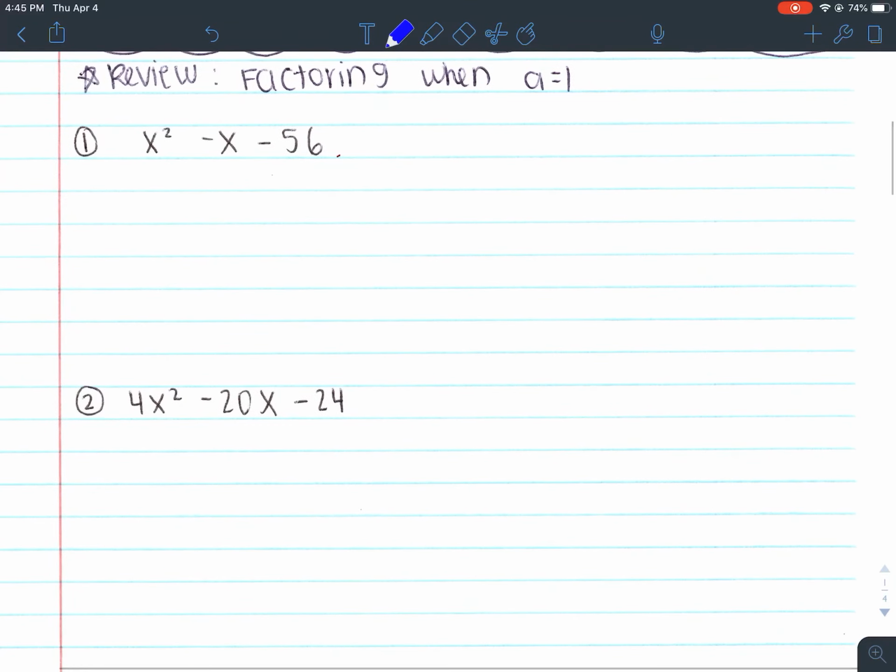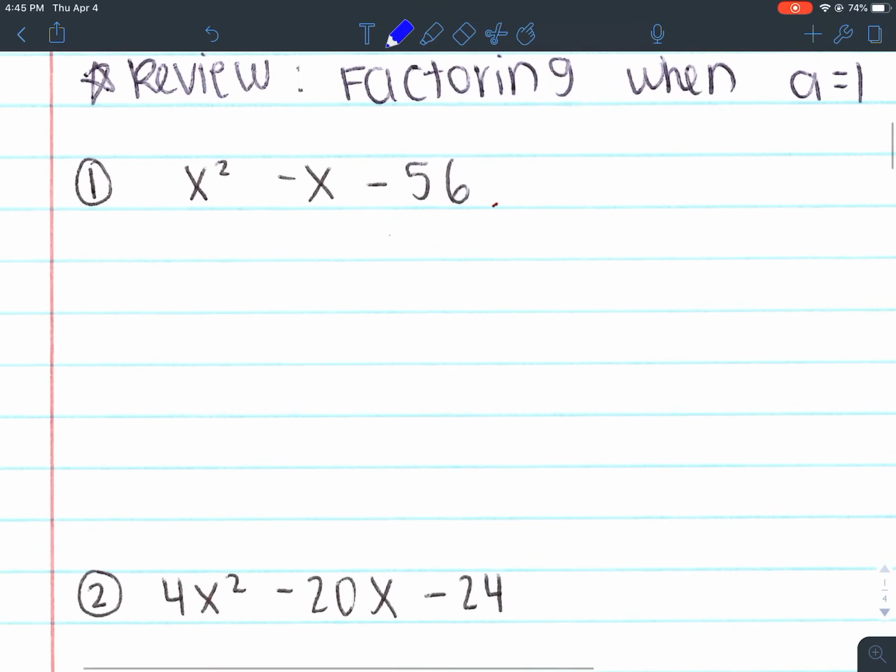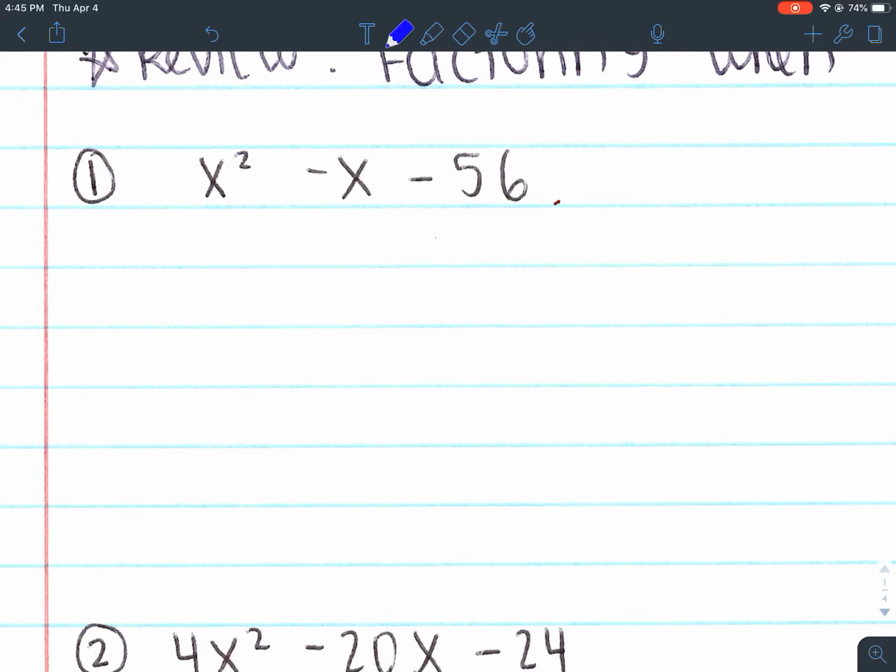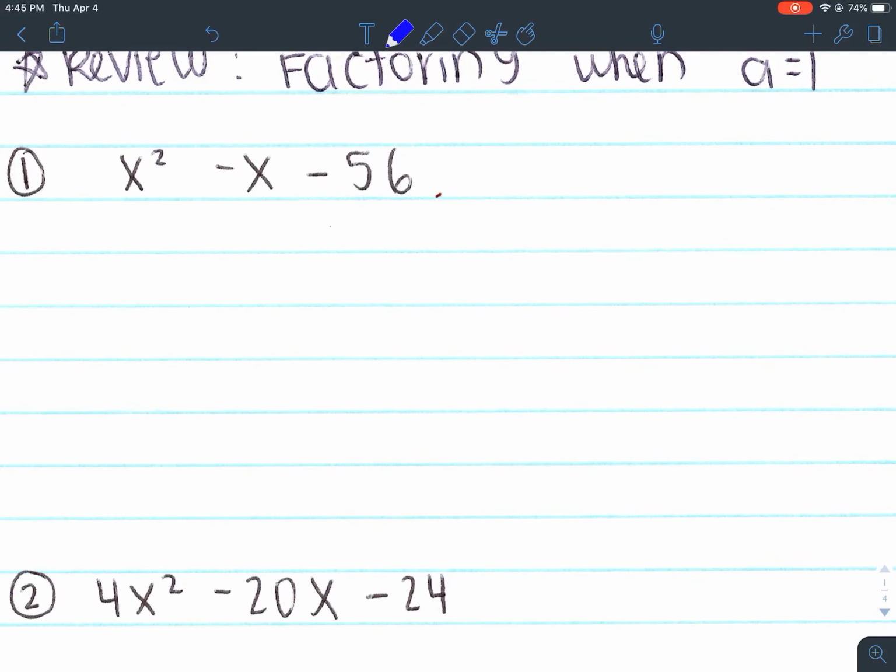Alright, so first, before we get into factoring when a is greater than 1, we're going to review factoring when a is 1. Okay, so I always check for a GCF first. So I have 3 terms here, and I can't factor out a GCF, so I can go ahead and start.